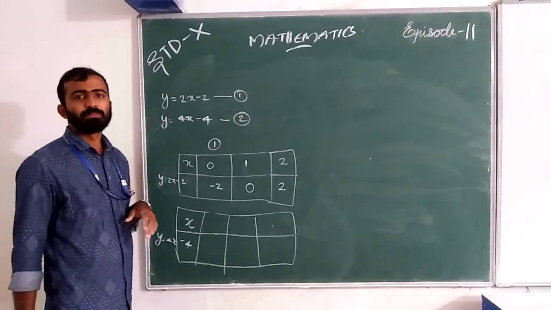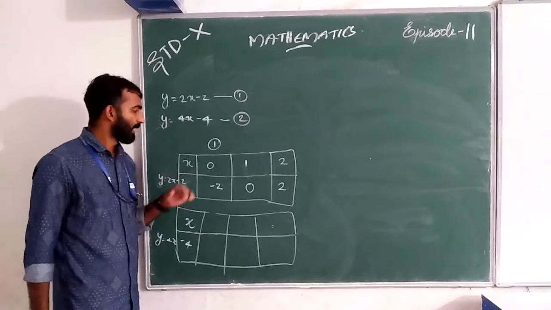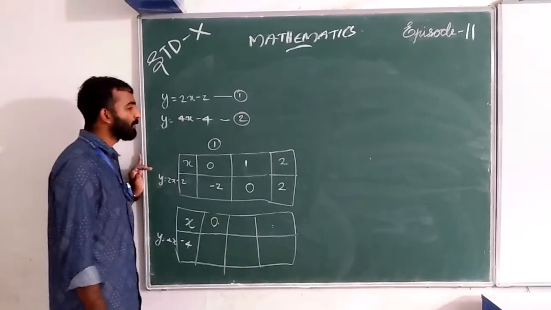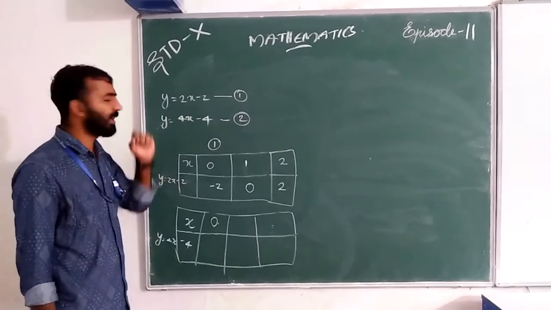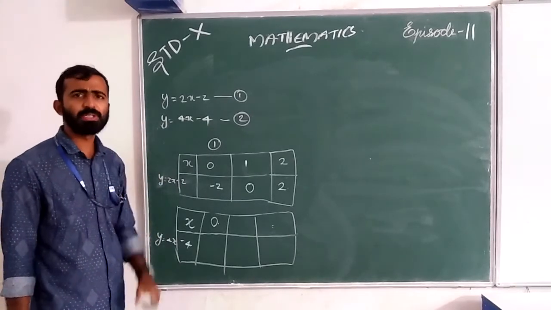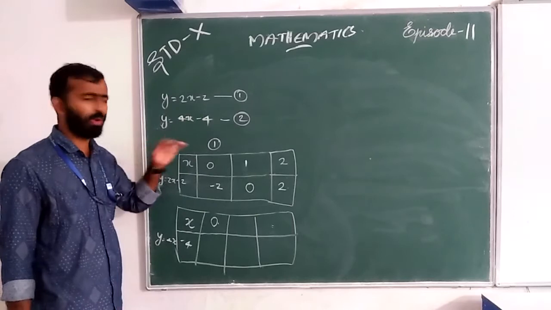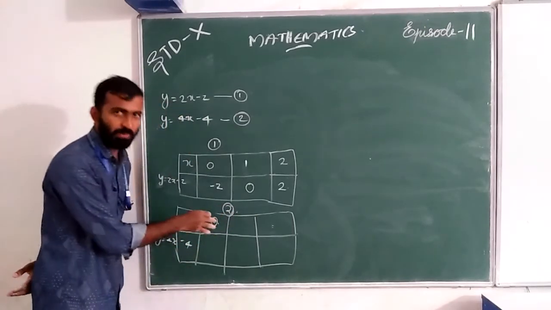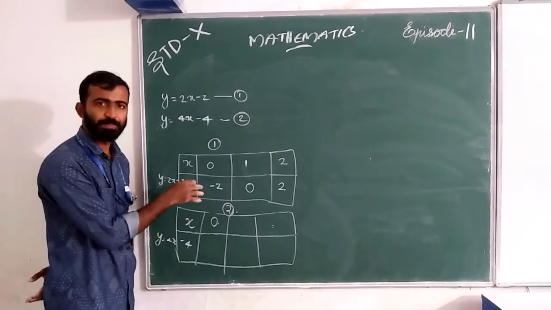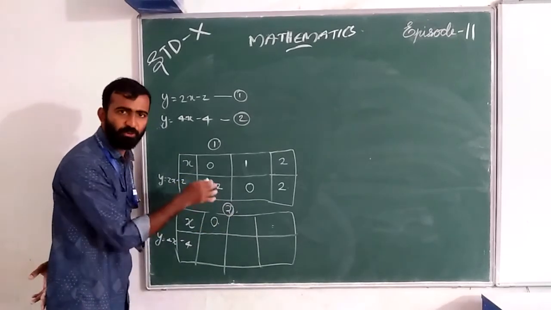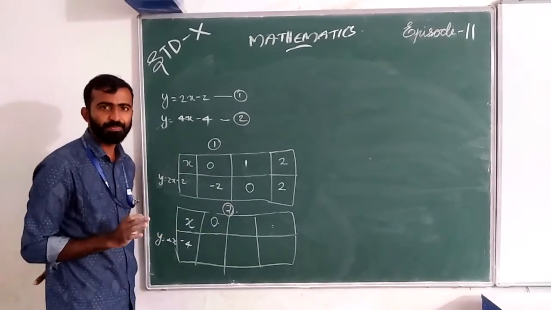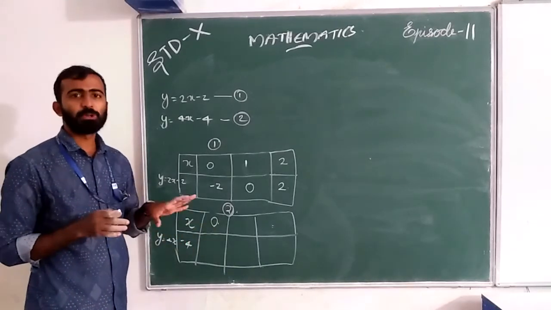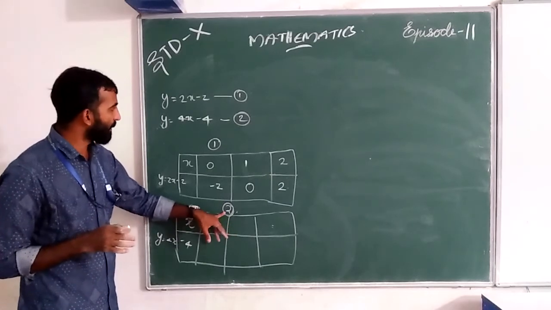When you take x as 0, what do you get? That is 4 into 0. This coordinate is for equation number 2. Is it? Are you clear? Any doubt? Okay, good. That is equation number 2.